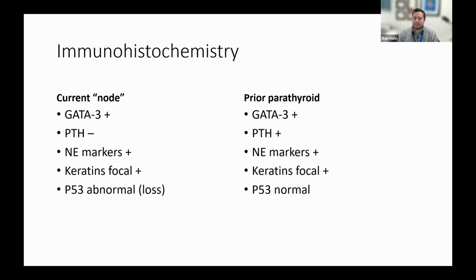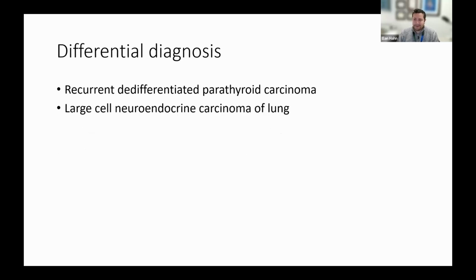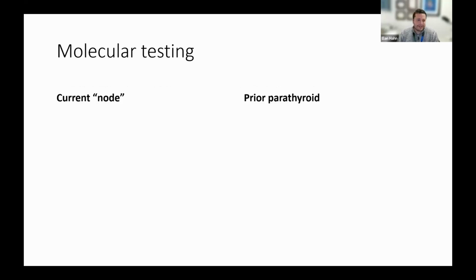So are we going back and reinterpreting those areas of loss as mutation or as fixation artifact? So the differential diagnosis remains the same: recurrent dedifferentiated parathyroid carcinoma or large cell neuroendocrine carcinoma of the lung. So how do we answer this question? We go to molecular testing.